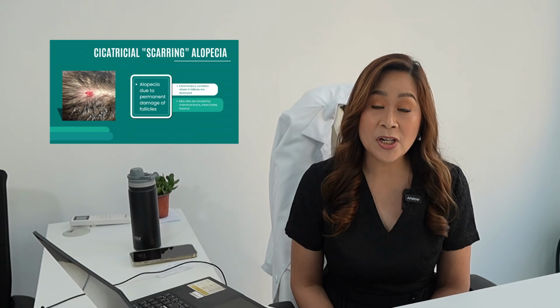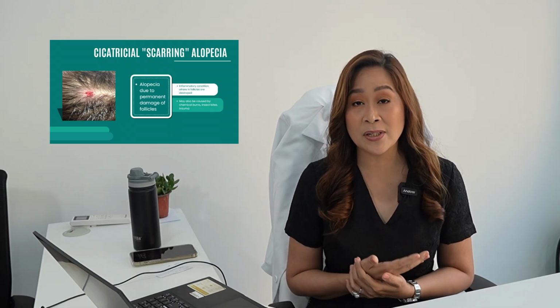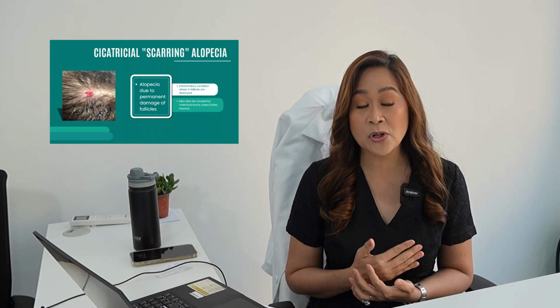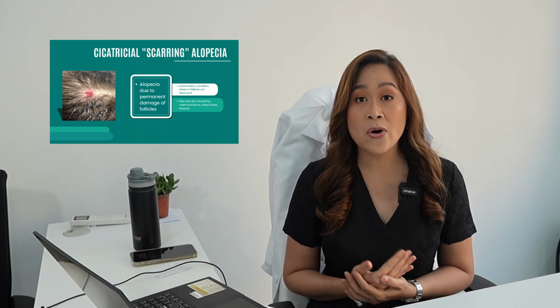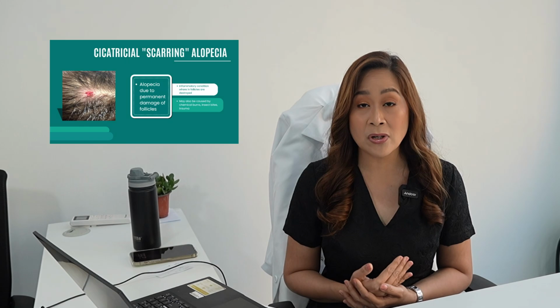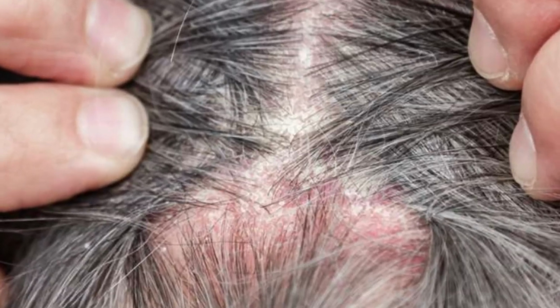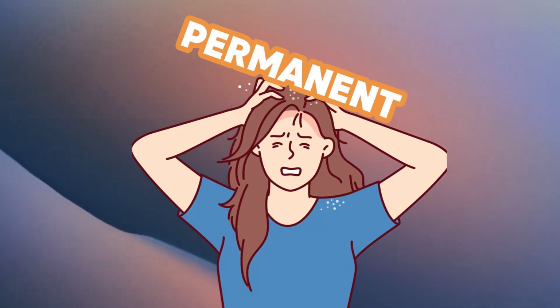Another type of alopecia is what we call cicatricial or scarring alopecia. Now, this alopecia is due to permanent damage on the hair follicles. Usually, when there are inflammatory damages on the scalp, for example, when a person experiences chemical burns or insect bites or wounds that cause scarring, then these often damage the hair follicles and usually are permanent.